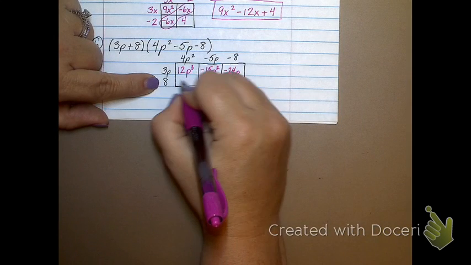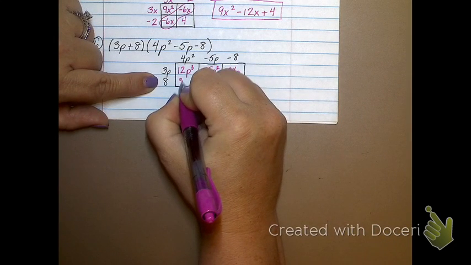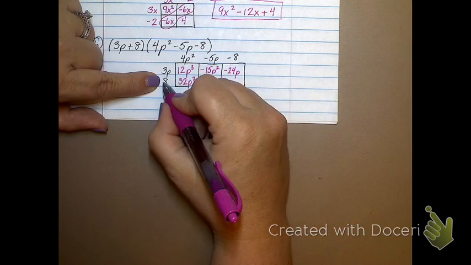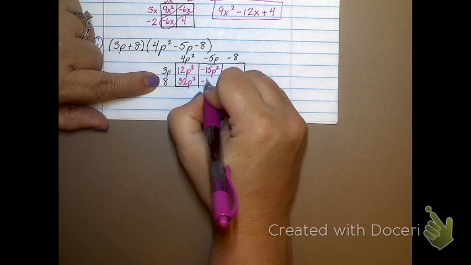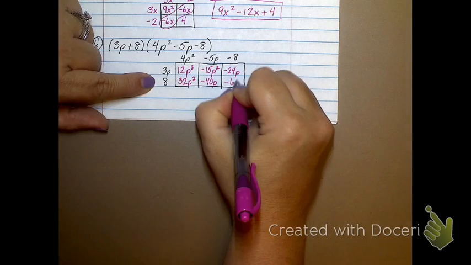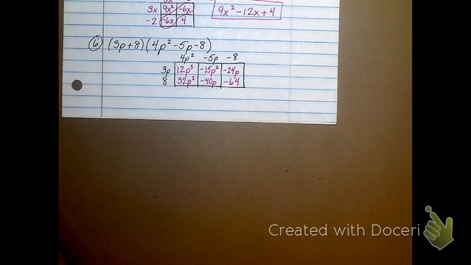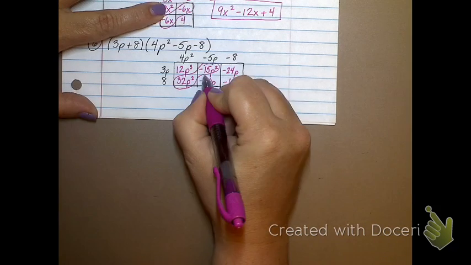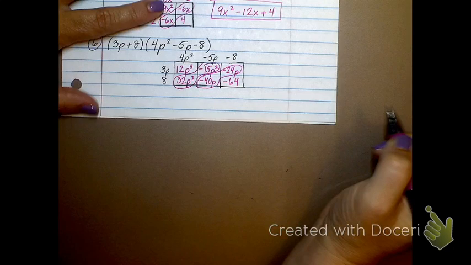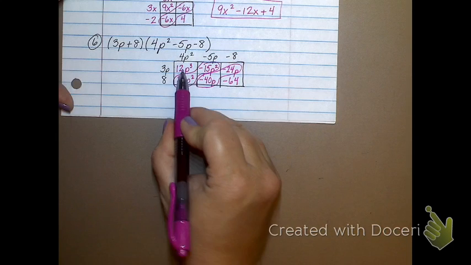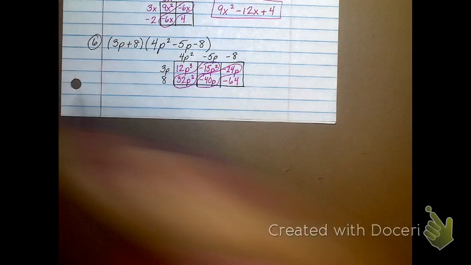Next row. 8 times 4p squared. 32p squared, right? 8 times negative 5p, negative 40p. And 8 times negative 8, negative 64. Are your like terms diagonal? P squared and p squared. P and p. They are still diagonal from each other. If you use the distributive method, you still had these same 6 terms just lined up.